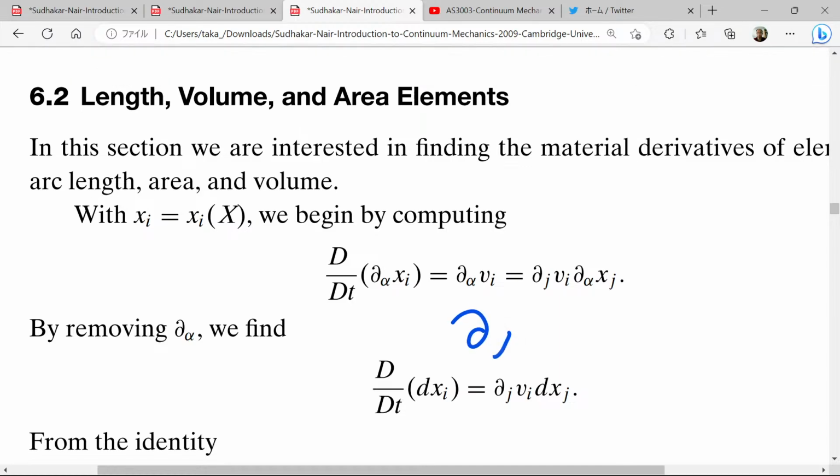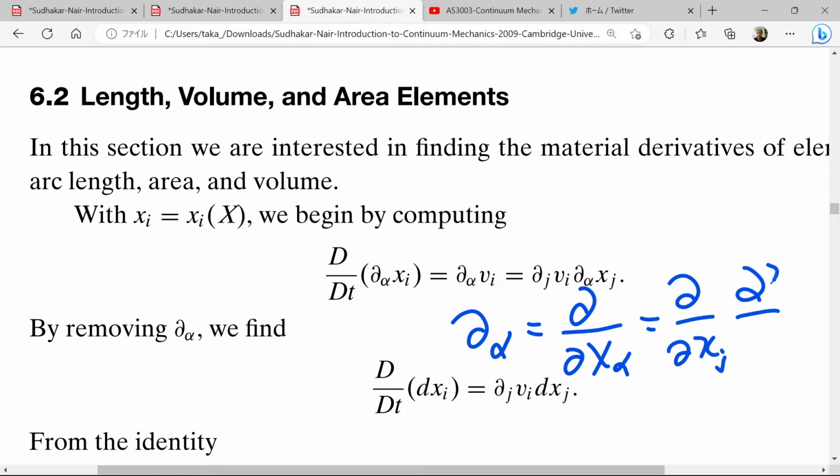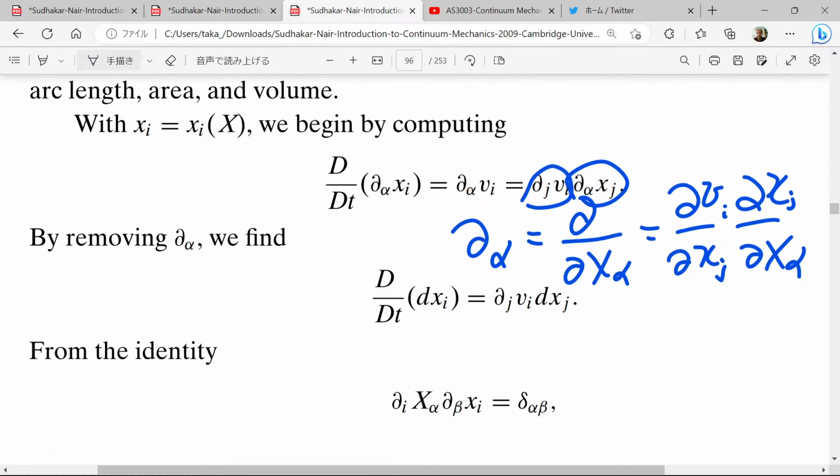Partial alpha is like partial x alpha. This is like partial xj, partial xj, partial x alpha, right? So we have vi here. So wij, we have this, then we have this. Okay, so let me see.